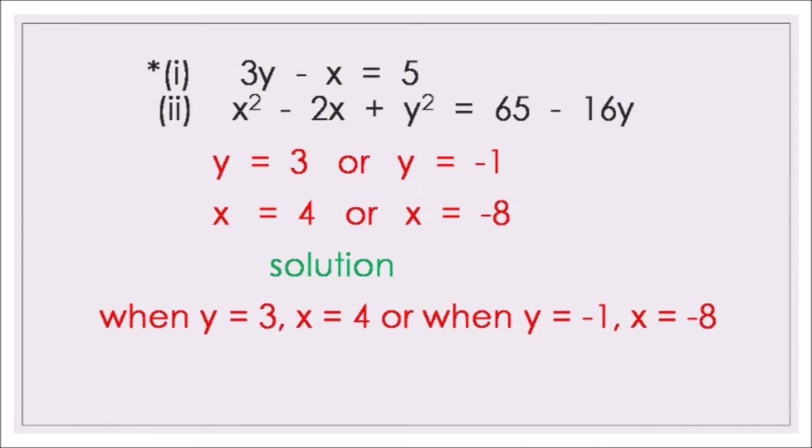Now just substitute them back in to number 1 and see if it works out. So when y is 3, 3 times 3 is 9, 9 minus 4 is 5. When y is equal to negative 1, negative 3 plus 8 would be equal to positive 5. So you can put the values into the easy equation and check your answers. If the answers work out, then you've double checked and now you know the answers are correct.